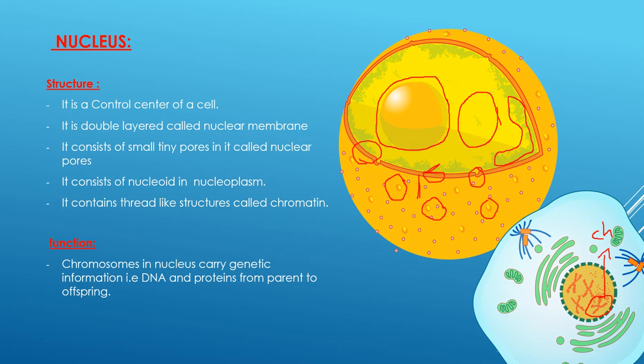the transfer of inheritance from the parent to the offspring. Inheritance is nothing but characteristics. The characteristics which are present in the parent cell are going to be transferred to the offspring. Due to the presence of these chromosomes, cellular reproduction takes place. It means the division of the cell takes place only due to the presence of chromosomes inside the nucleus.